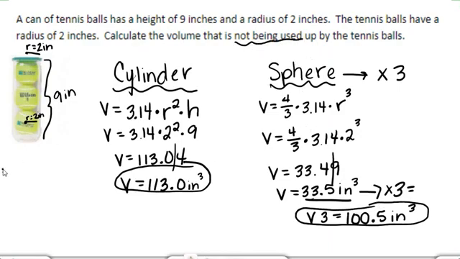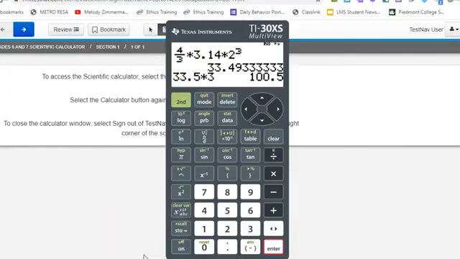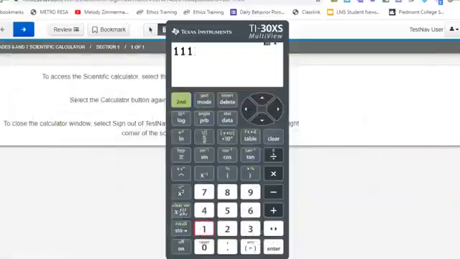We're going to take the volume of the can, 113.0, and we're going to subtract the volume of the tennis balls, 100.5. And you can use your calculator. One more time. 113 minus 100.5. And that gives us 12.5.